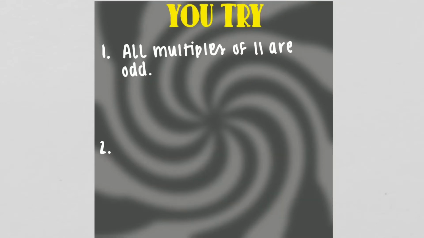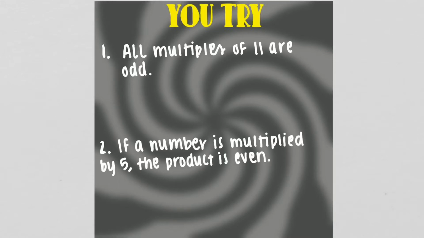So I do have two that I'm going to have you try on your own. The first one, the conjecture is all multiples of 11 are odd. I'm asking you to give a counterexample for this conjecture. The second one I want you to try is, the conjecture is if a number is multiplied by 5, then the product is even.